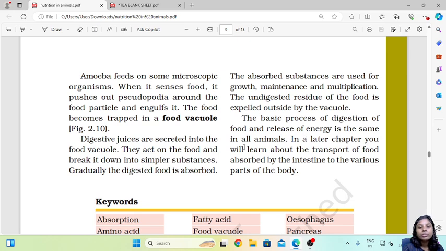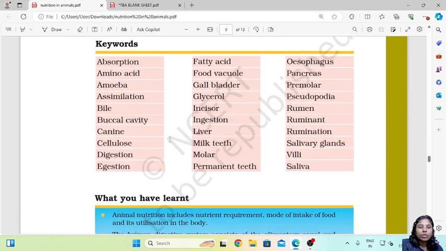In a later chapter, you will learn about the transport of food absorbed by the intestine to the various parts of the body. So what they are saying is that the basic process of digestion remains the same in all the animals. May it have a digestive system or may it not have a digestive system, food is still going to be digested and energy is still going to be consumed. So this was it for this chapter.